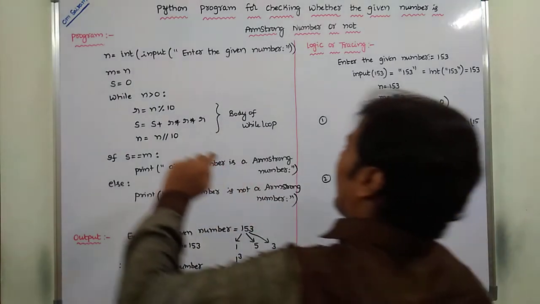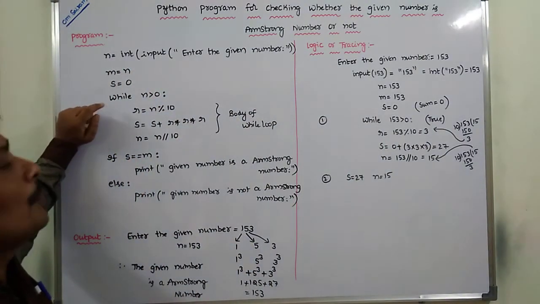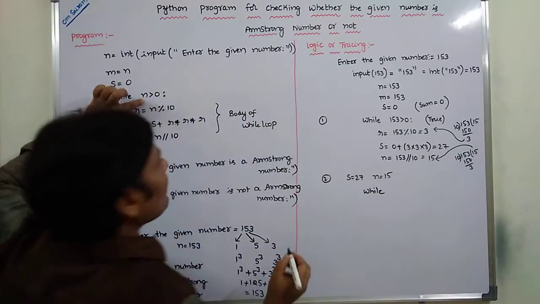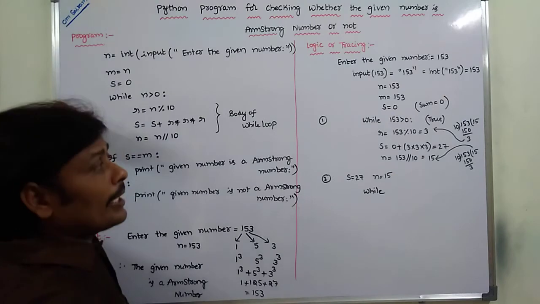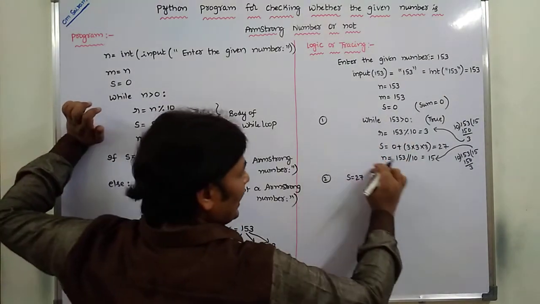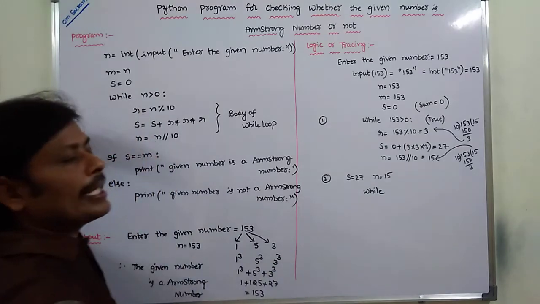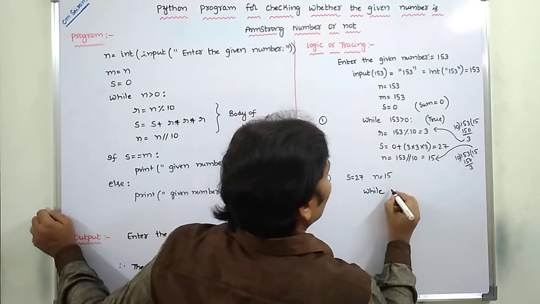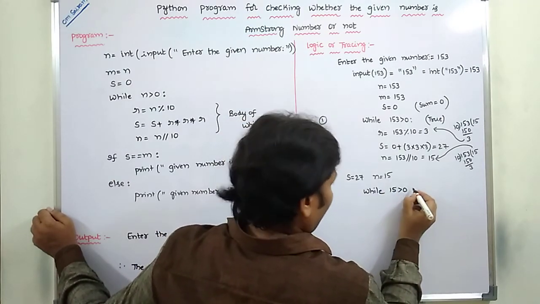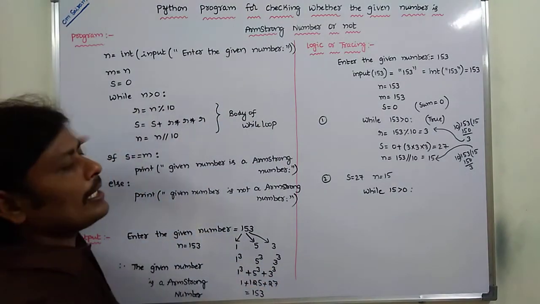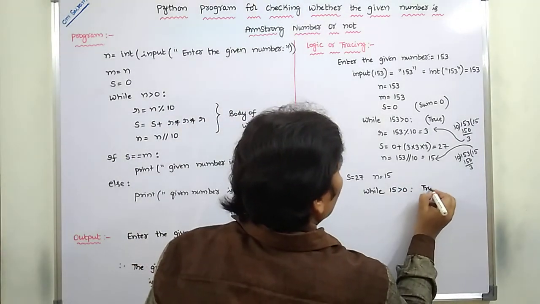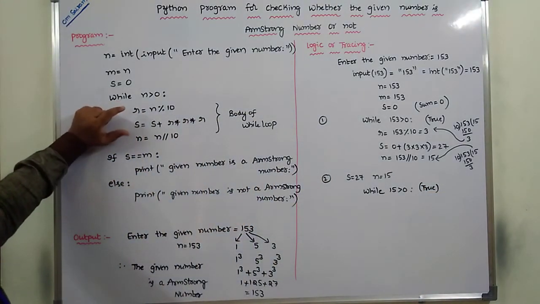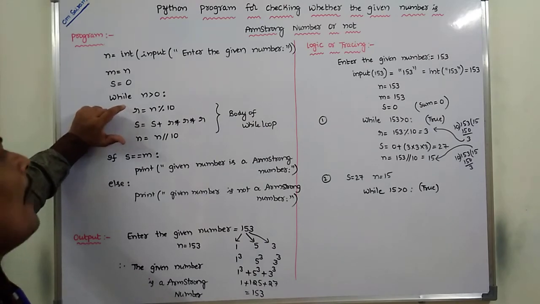Now we go to the while loop. What is the n value now? Now the n value is 15, not 153. After completing the first iteration, the n value is 15. So 15 greater than 0, the condition is true. If the condition is true, then the control goes to the statements within the while loop.